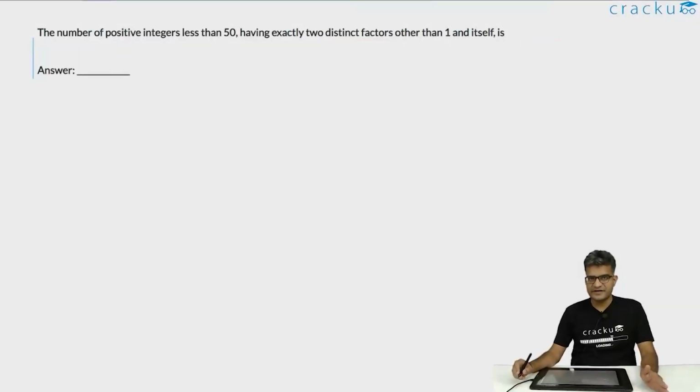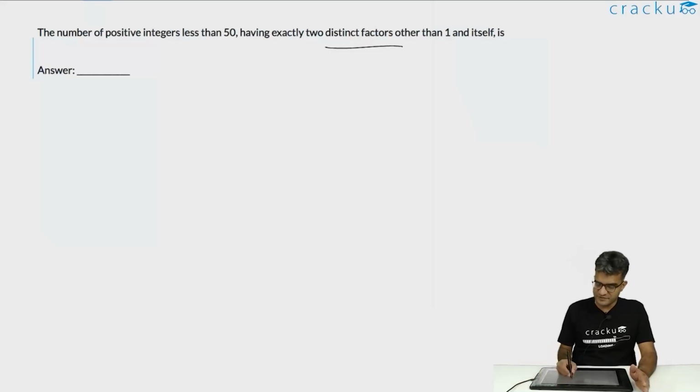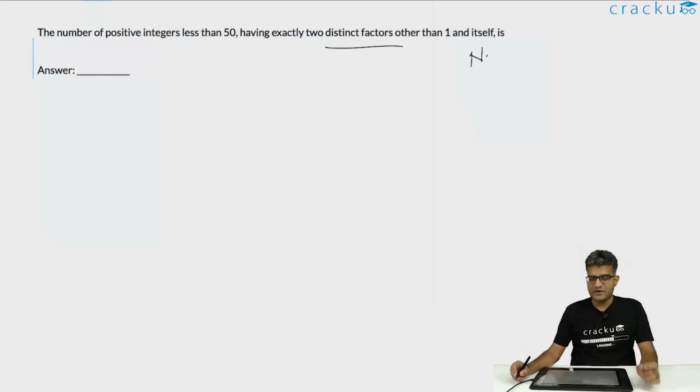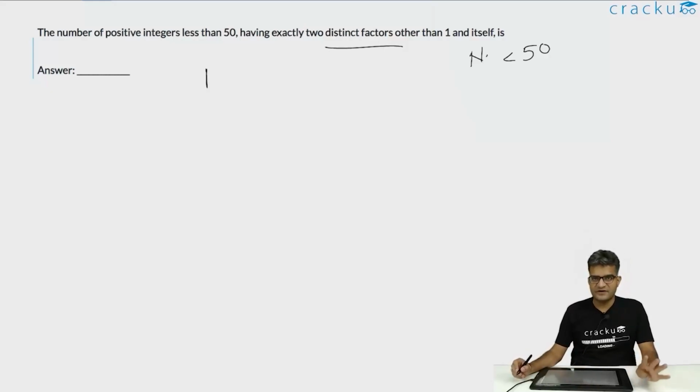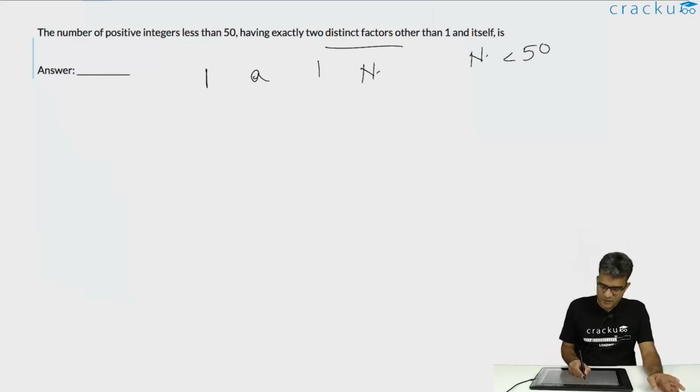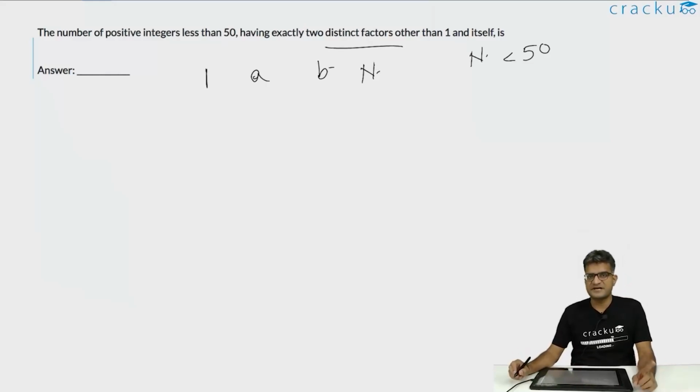In this question, we are asked to calculate the number of positive integers which are less than 50, having exactly two distinct factors other than 1 and itself. So if you are assuming that this number is n, we are looking for all the values of n which are less than 50, which has a total of 4 factors. One of them is 1, one of them is n, and we have a and b over here, which are in the middle. The first thing it will tell you is that a into b has to be equal to n.